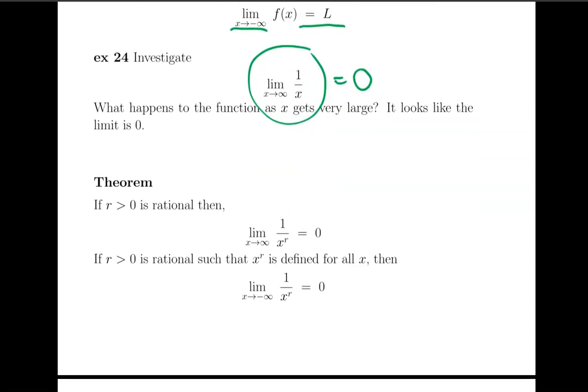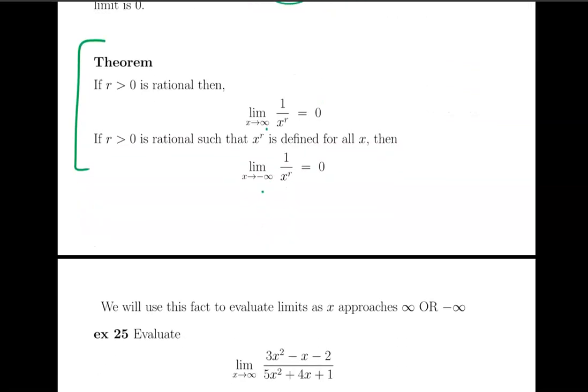That gives us this theorem, which is not that big of a deal. Just be aware of it because that's what we use for the method. So basically, 1 over x to the r, whether you go to infinity or minus infinity, goes to 0, which should be intuitively obvious, right? Dividing by larger numbers is going to give you a smaller number. What we do is we use this fact to evaluate limits as x approaches infinity or minus infinity.